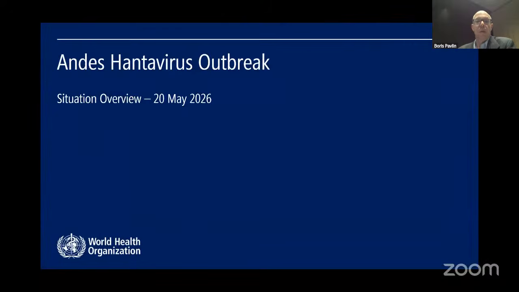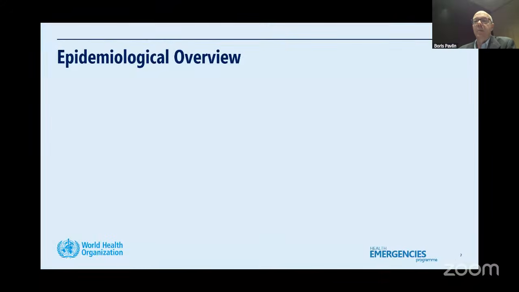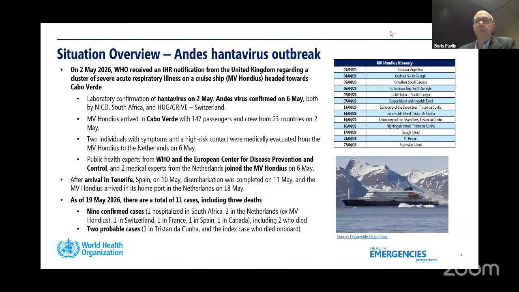Okay. So I'm just going to provide an epidemiological overview of the current outbreak. Most of you will already have heard these things, that on the 2nd of May, WHO received the International Health Regulations notification from the United Kingdom regarding a cluster of severe acute respiratory illness on a cruise ship, the MV Hondius, which is a luxury expedition cruise ship that was traversing the Southern Ocean and visiting several South Atlantic islands after leaving Ushuaia, Argentina on April 1st, and was headed for Cabo Verde.